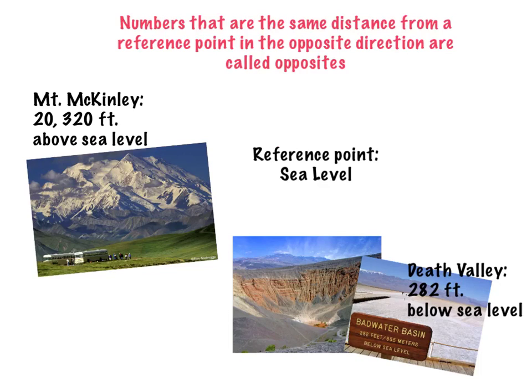Another reference point is sea level. That's the level where the water from the ocean meets the earth. So that's a reference point, and we would consider that to be 0 elevation. Okay, so we can think about Mount McKinley, then. That's the highest point in the United States, in Alaska, and that's 20,320 feet above sea level. So that would be positive 20,320. Death Valley is the lowest point in the United States, and that's 282 feet below sea level. So that one is negative 282 feet.